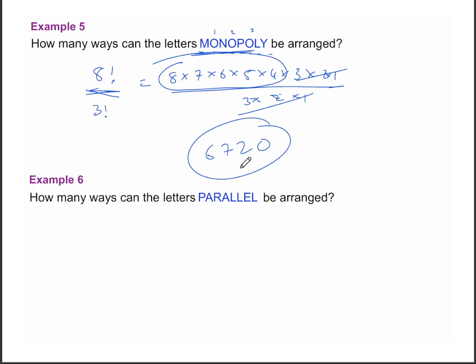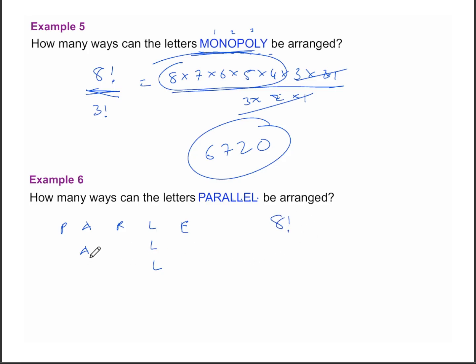Finally, what about parallel? If we write parallel according to repeating, this is how I like to do it: P, A, R, A, L, L, E, L. I wrote parallel where I have clearly indicated how many times each letter has been repeated. Now, how many letters are there in total? 1, 2, 3, 4, 5, 6, 7, 8. Again, if they were all distinct, we would just do 8 factorial.